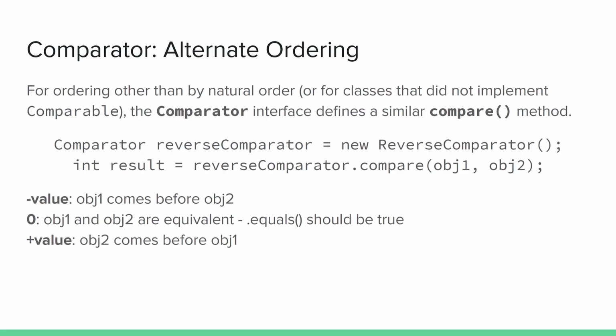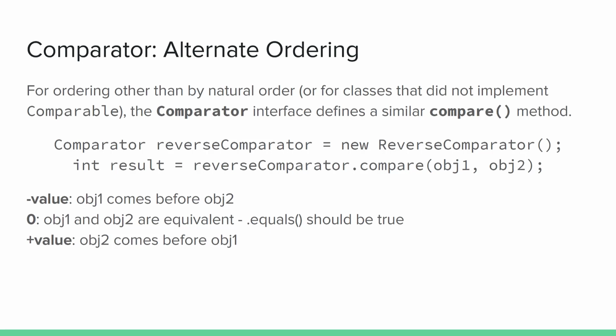Now, not every class implements the Comparable interface and supports a natural ordering. We also have a circumstance that sometimes we want to sort by something other than the natural order. So we have the ability to define external classes that implement the Comparator interface. The Comparator interface includes a method called compare that works very similarly to the compareTo method of the Comparable interface. A negative value still indicates that the first object comes first, a positive value still indicates that the second object comes first, and a 0 is still expected when the two objects are equivalent to one another.